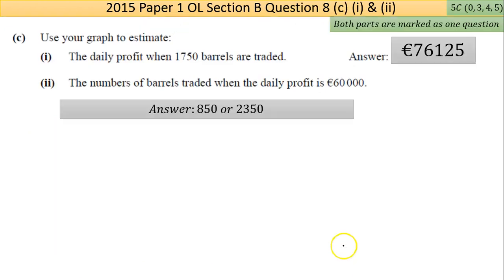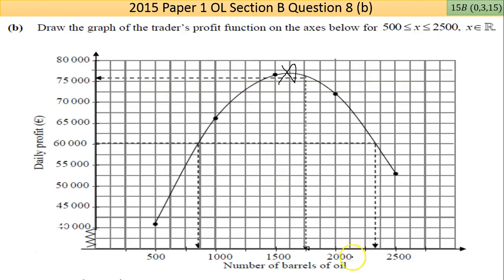Let's see what I said here in the answer. 2,350, so 850 or 2,350. Does that make sense? 2,350. That's 2,250. Okay, 2,250 kind of makes sense.